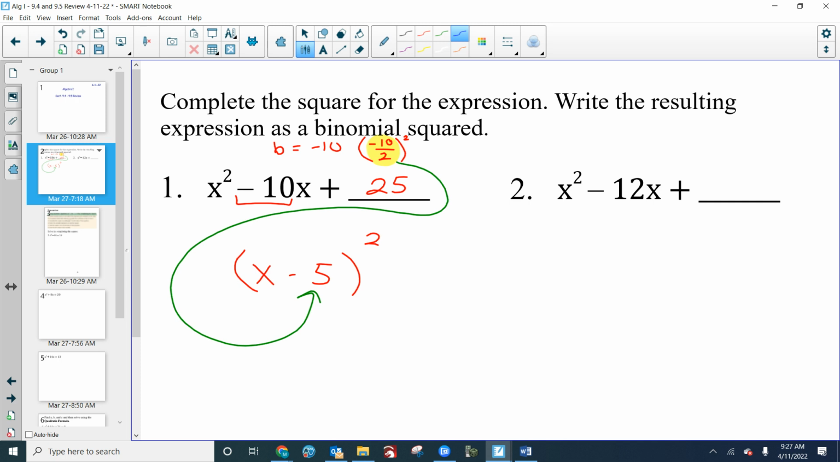What should the first one be then? What goes in the blank? 16. Good. And then what goes on the line? X plus 4, squared. You know why? It's positive. Okay. Way to stay positive. It's the optimist in you.